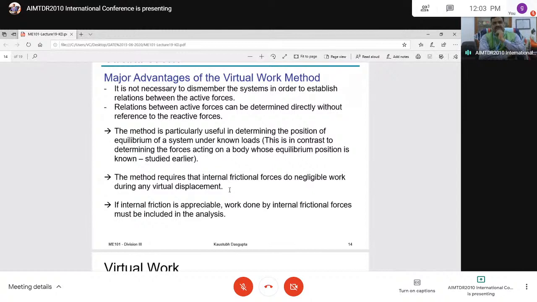The method requires that the internal frictional forces do negligible work during any virtual displacement. If internal friction is appreciable, like a rough surface, we will not neglect it; for a smooth surface we will neglect it. If it is a rough surface, work done by the internal frictional force must be included in the analysis. That's why it depends upon the type of problem. If it is a deformable body, we have to consider the internal forces, not only the reactive and external forces. Like that, depending upon the system, you have to consider what type of forces.